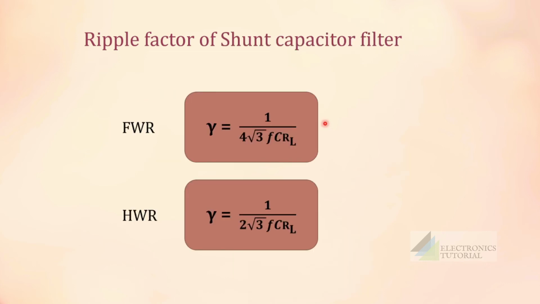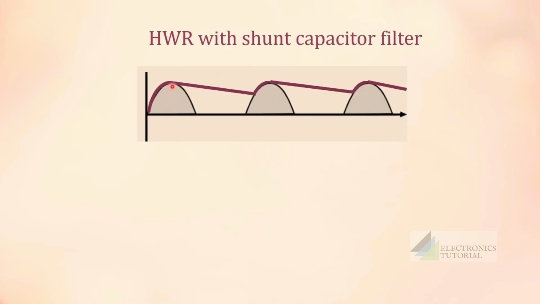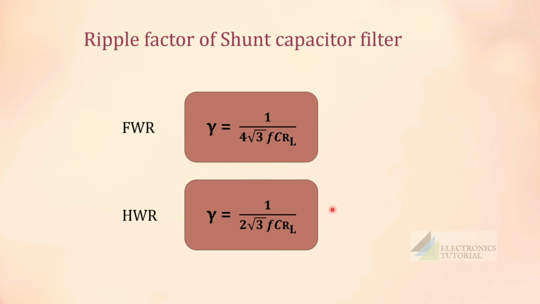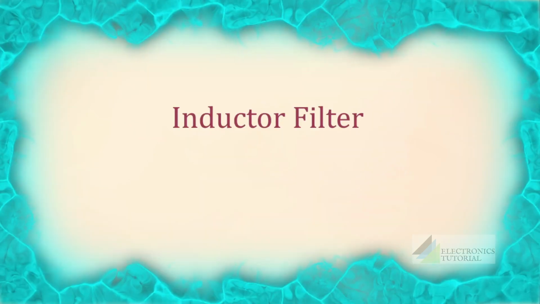The ripple factor for a full wave rectifier using a shunt capacitor filter was obtained by considering a half cycle, that is, the time period T by 2 was considered. But for a half wave rectifier, one complete cycle should be considered, so the time period should be taken as T. The ripple factor is seen to be doubled, that is 1 by 2 root 3 FCRL.